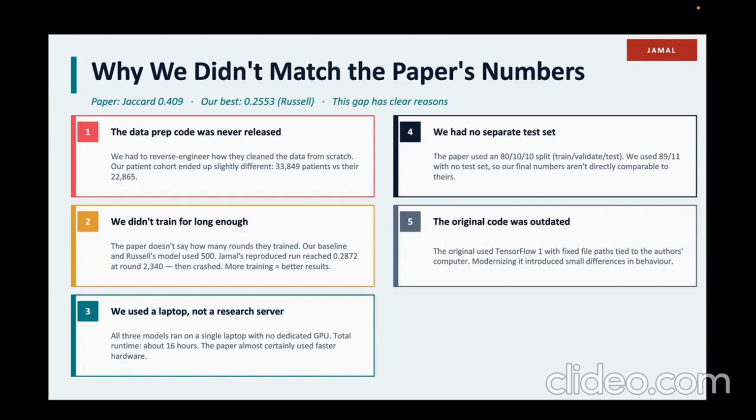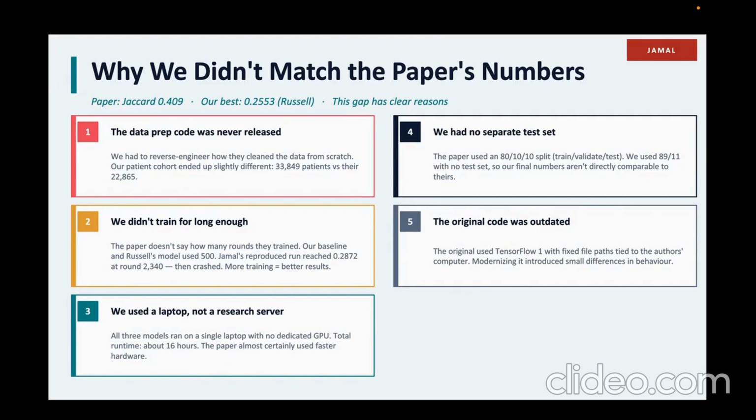We also think that we didn't train our model long enough to maybe reach that number. Since we don't know how many rounds they trained, we just came up with our own, and this gave us these results. We also used a laptop, and since we don't have any powerful machine or dedicated GPU for the model to train, that's also another factor that can influence our numbers.